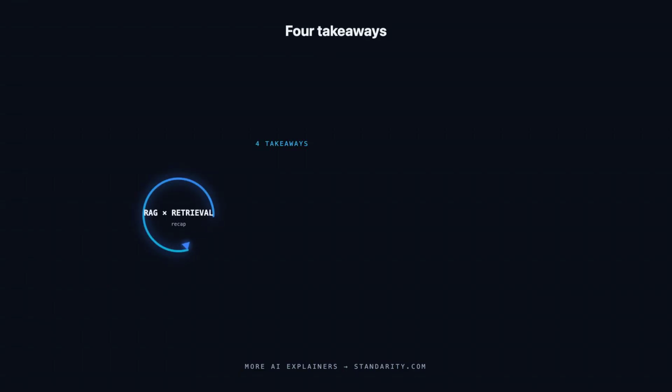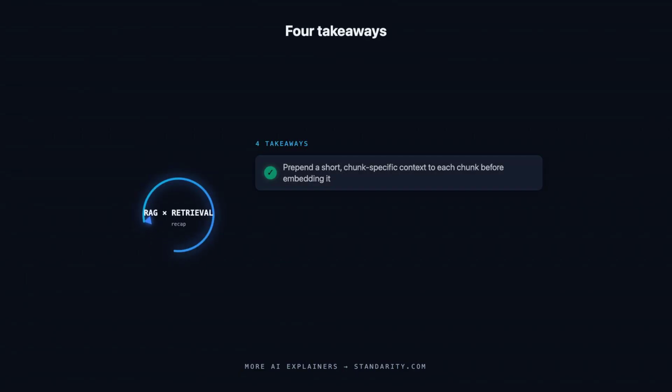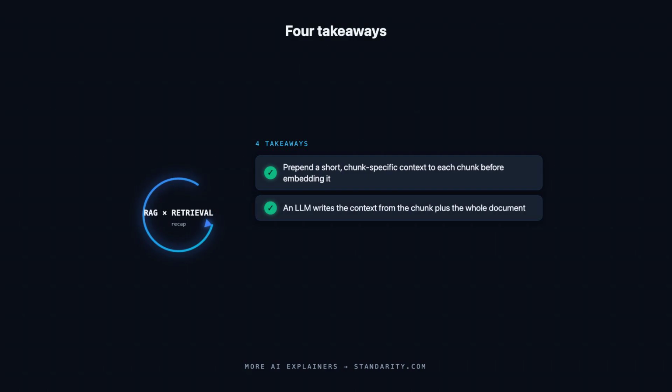All right, let us lock in what matters. Contextual retrieval prepends a short, chunk-specific summary to each chunk before embedding, so isolated pieces keep the meaning their surroundings originally gave them. An LLM writes that context by reading the chunk alongside the whole document. Then the summary is glued on before both embedding and keyword indexing.